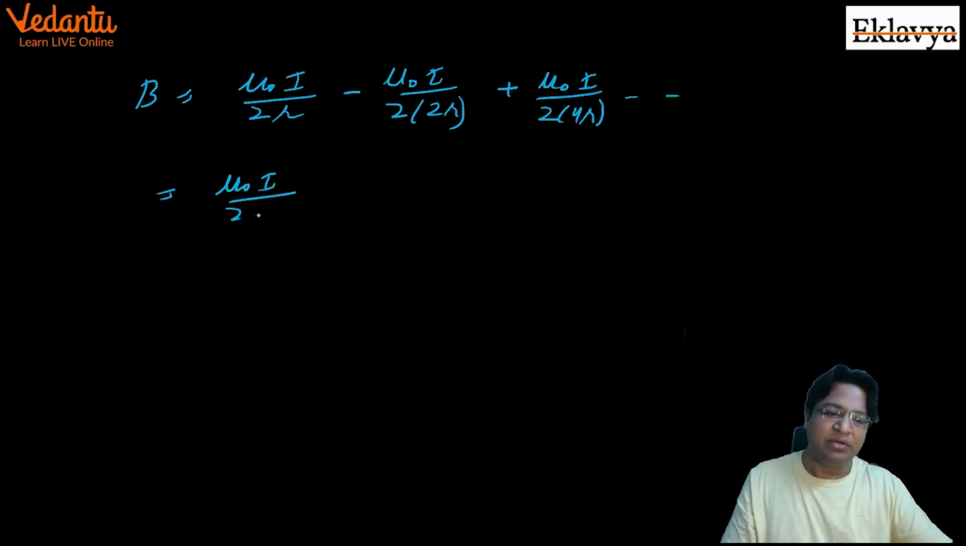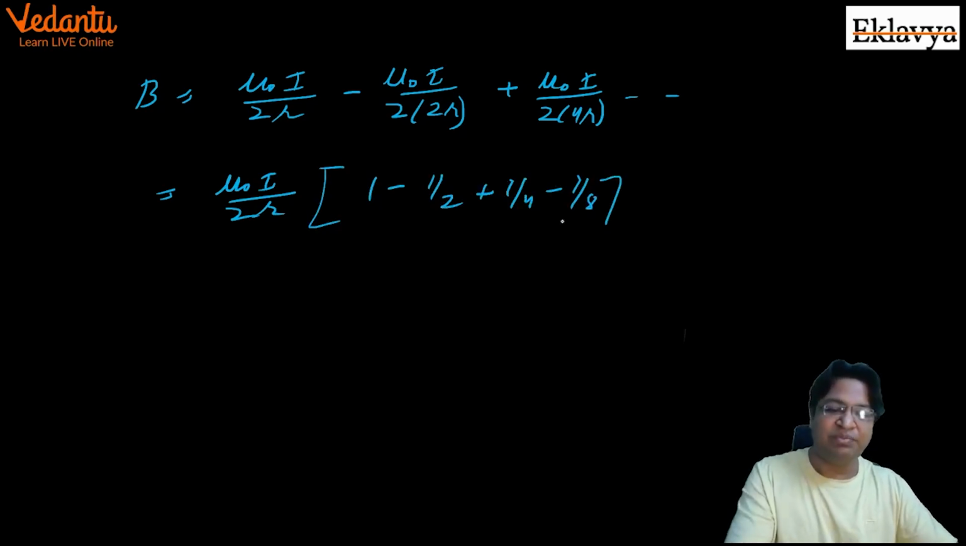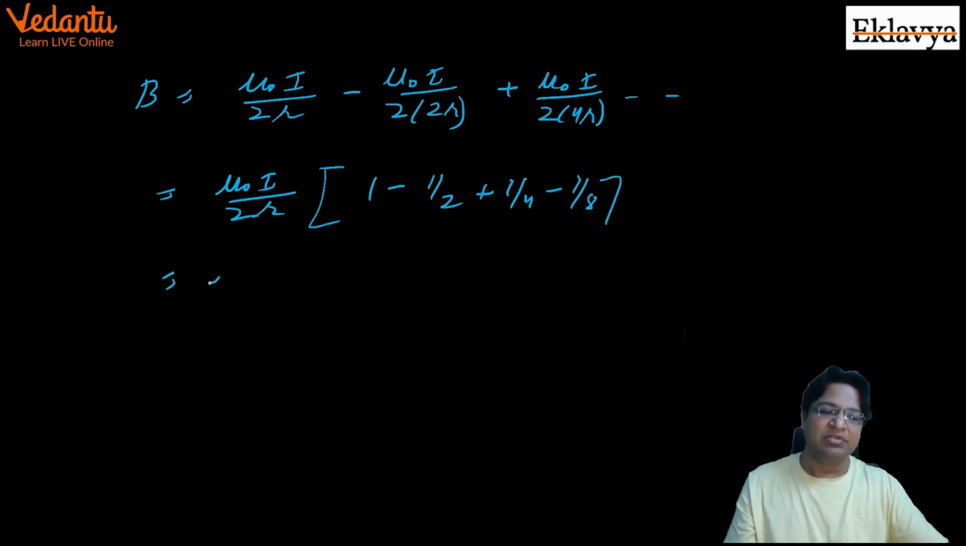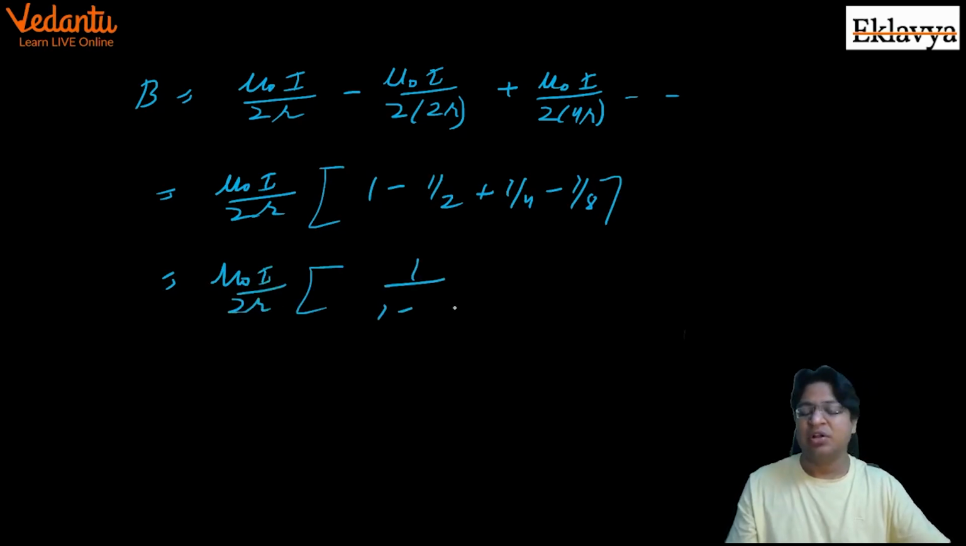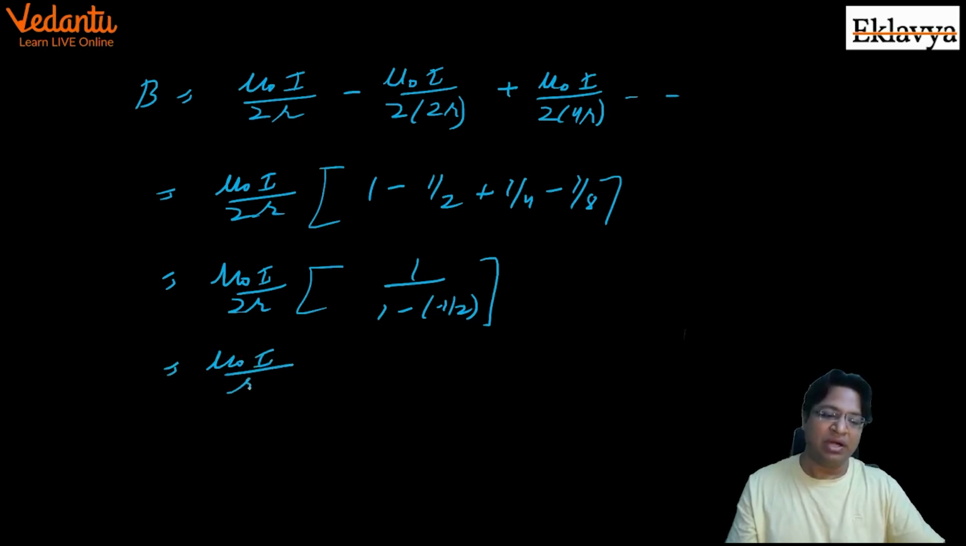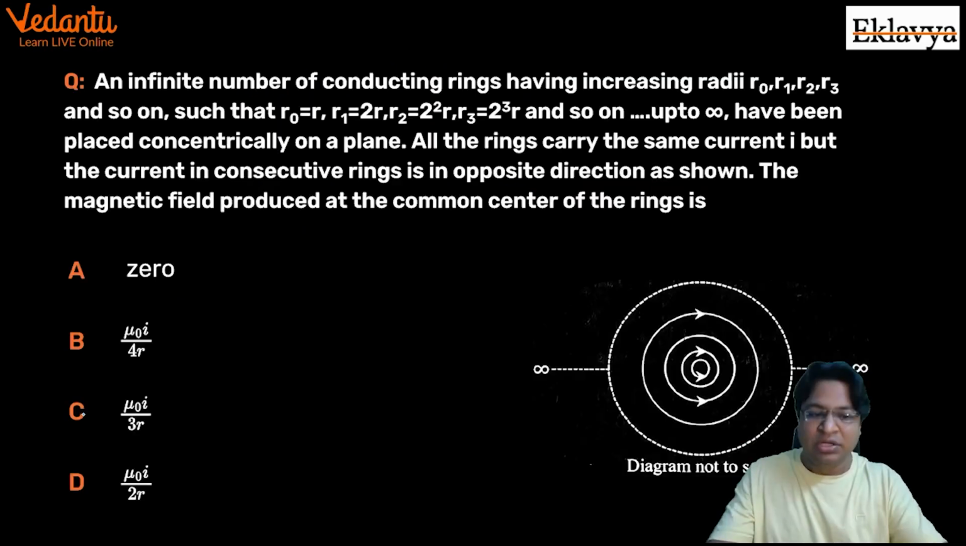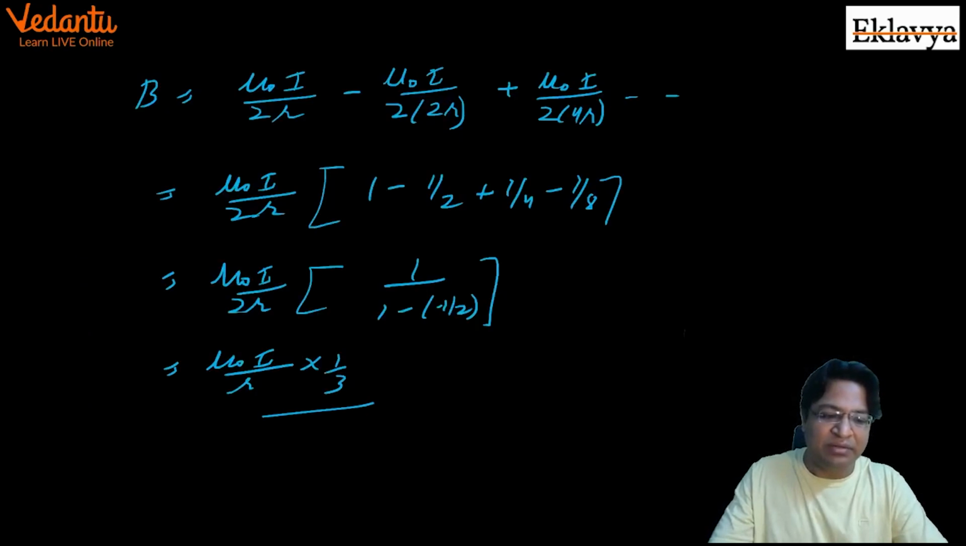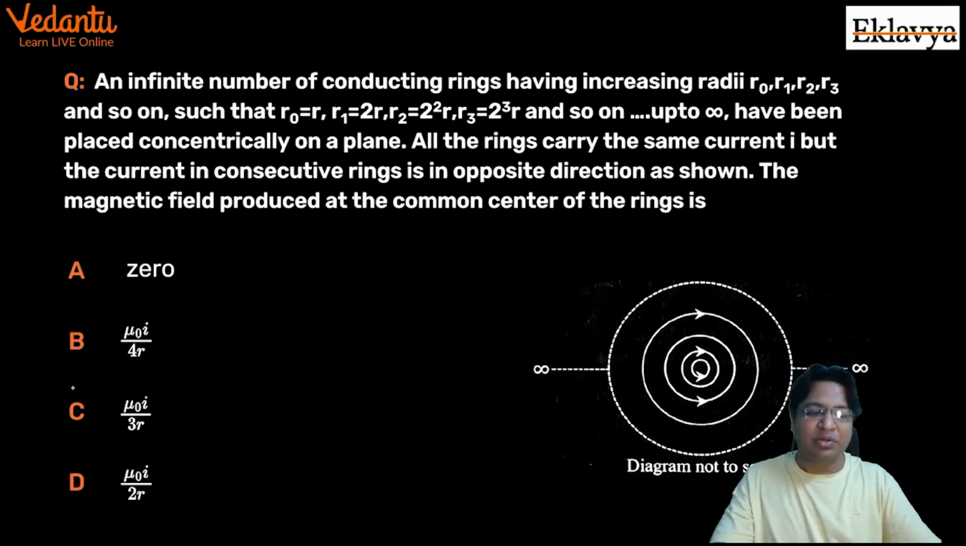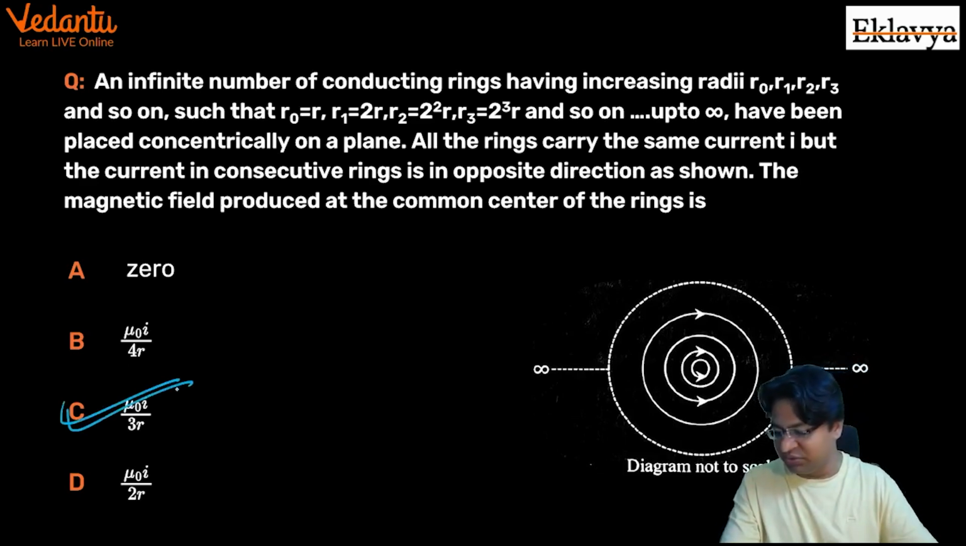All right, so mu naught I by 2r can be taken out as the common quantity, and then 1 minus half plus 1 by 4 minus 1 by 8. So that's an infinite GP with a common ratio of minus half. So it would become mu naught I by 2r, and then 1 upon 1 minus, common ratio is minus half. So the denominator becomes 3 by 2. So this becomes 2 by 3. So mu naught I by r into 1 by 3 will be the answer. So mu naught I by 3r. So option C should be the right answer to this question.